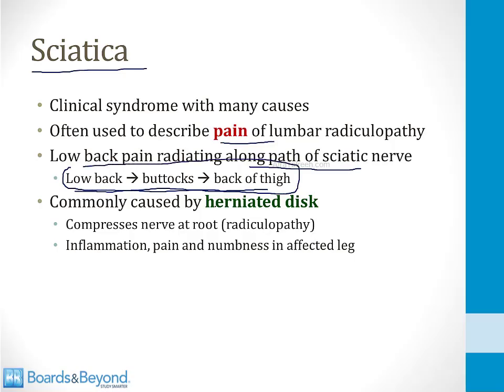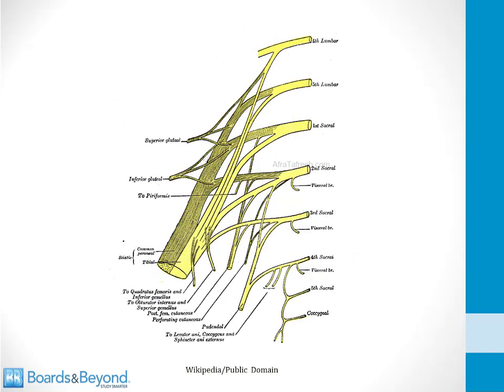This is commonly caused by a herniated disc, which can compress one of those nerve roots that feeds fibers to the sciatic nerve, and this leads to inflammation, pain, and numbness in the affected leg, and that's what causes the pain symptoms of sciatica. Let me go back to this slide and clear up a point of confusion.